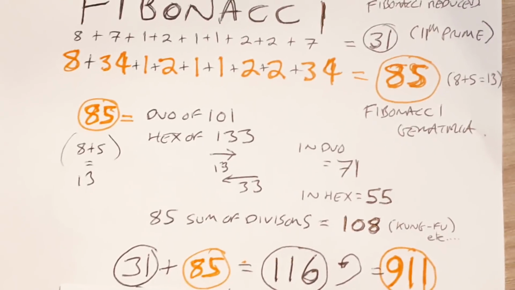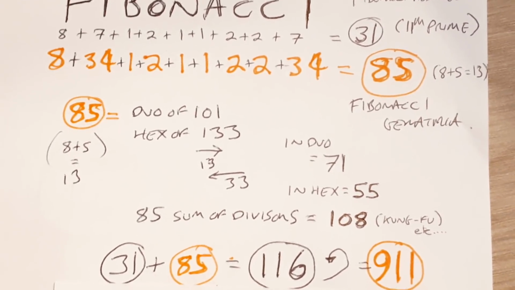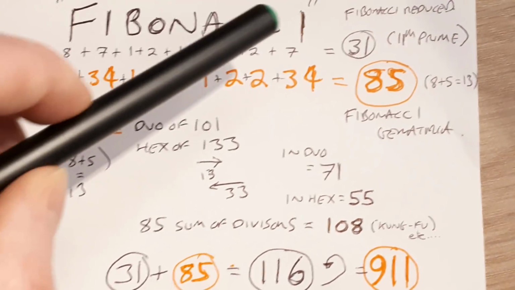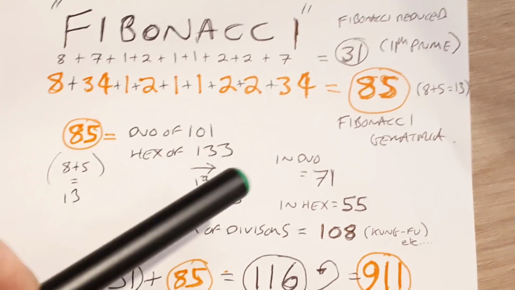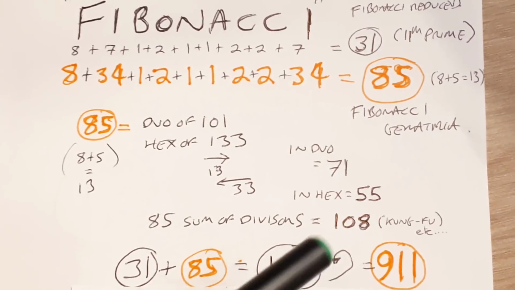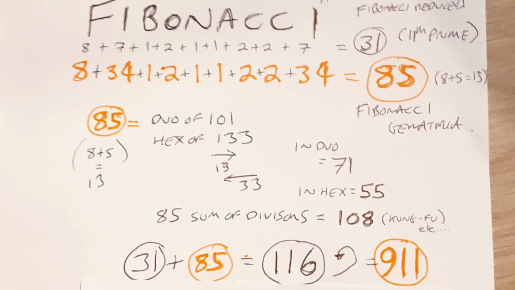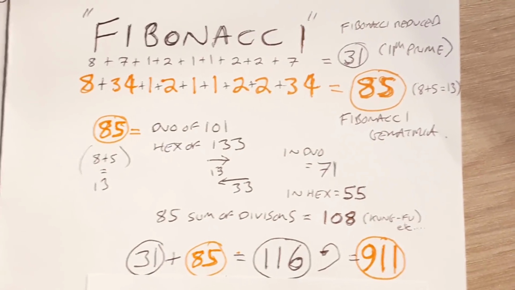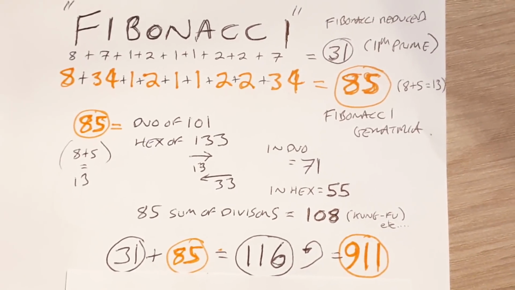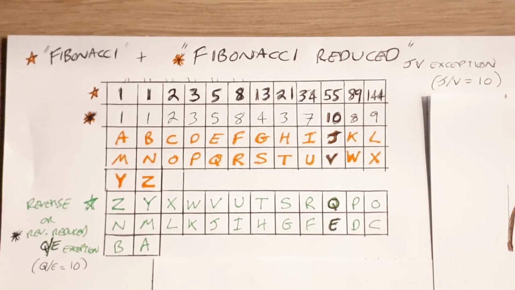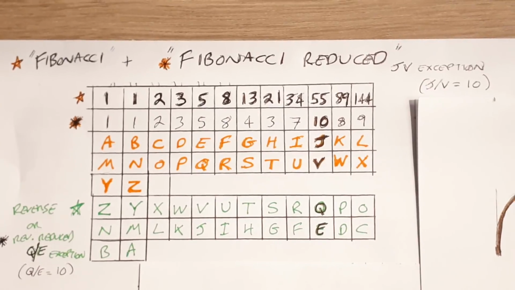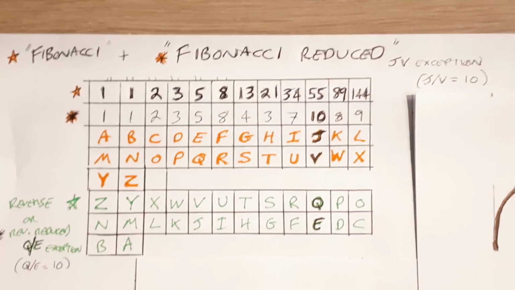But anyway, 31 plus 85 is 116. So it's the reduced Fibonacci and ordinal Fibonacci gematria added together, 116. Flip it, 911. So that's Fibonacci. Okay, so I hope that kind of shows that this cipher has got a lot of potential.